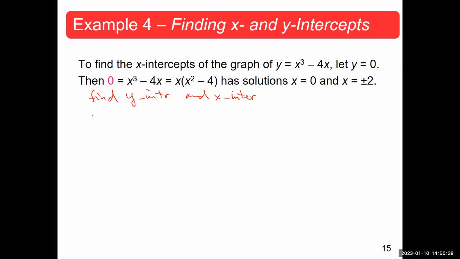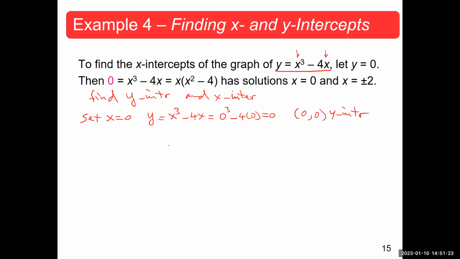Okay, to find the y-intercept, set x equals 0 to find y. So this is the equation: y equals x cubed minus 4x. If I put x equals 0 in here, we have y equals x cubed minus 4x, that's equal to 0 cubed minus 4 times 0, that equals 0. So that means (0, 0) is the y-intercept.